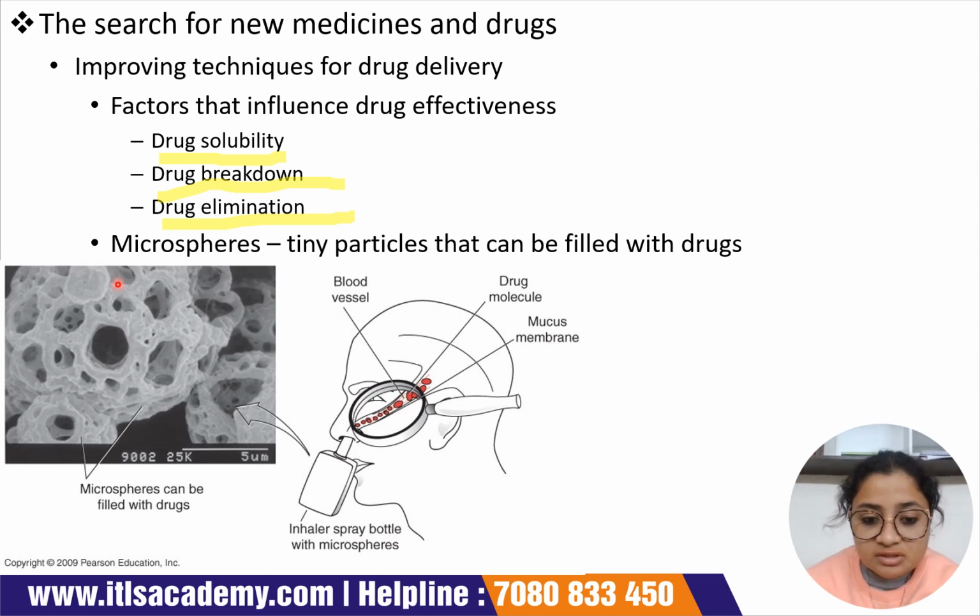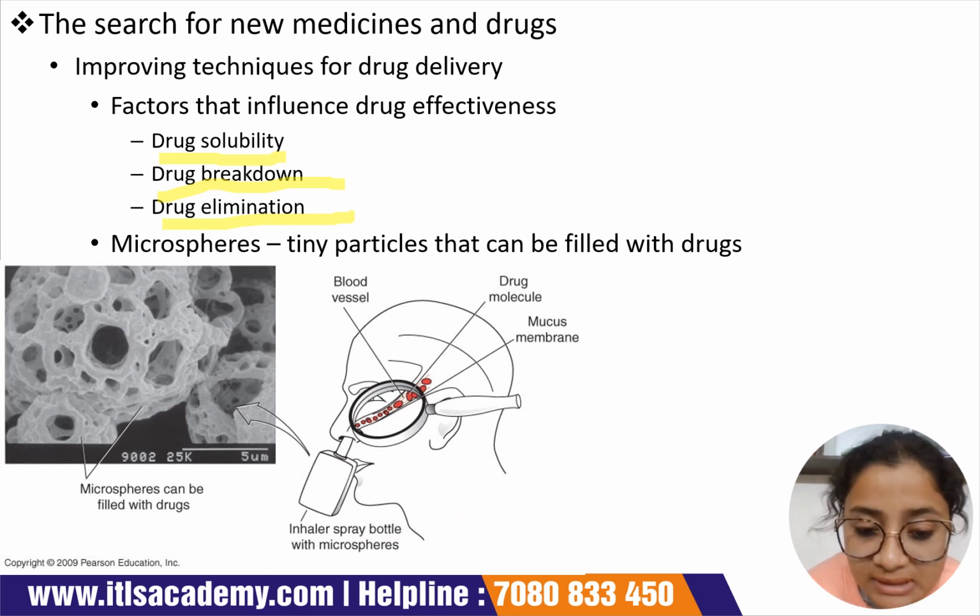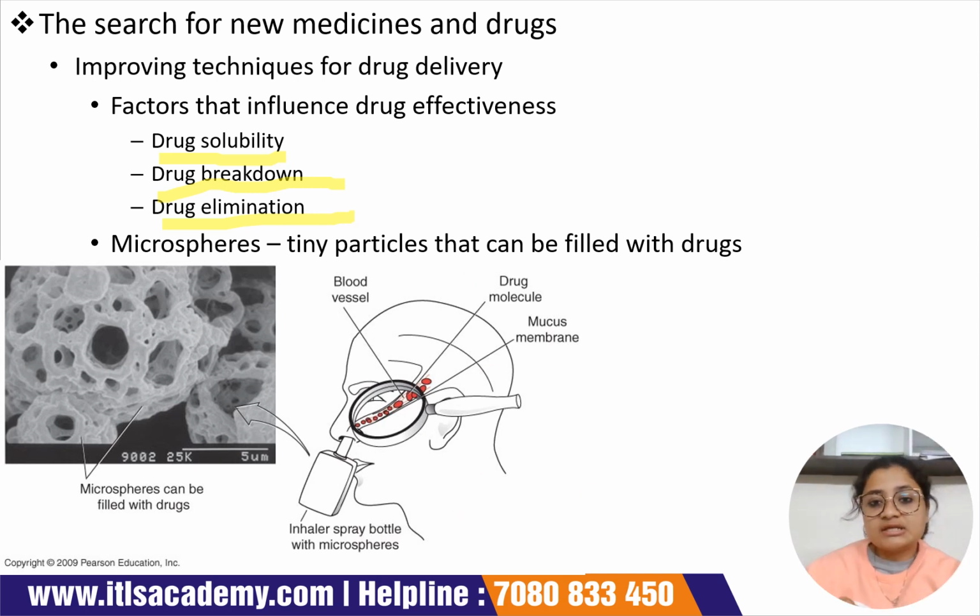Okay, and also we can come up with something called microspheres. What are microspheres? These are basically tiny particles which can be filled with drugs. And why are they important? Because they can be very effective in delivering the drug to the precise location. This is a nice diagram explaining it. We can take a spray bottle containing those microspheres, and inside those microspheres we will have the chemotherapeutic drug. So basically these microspheres will be acting as the carrier molecule.